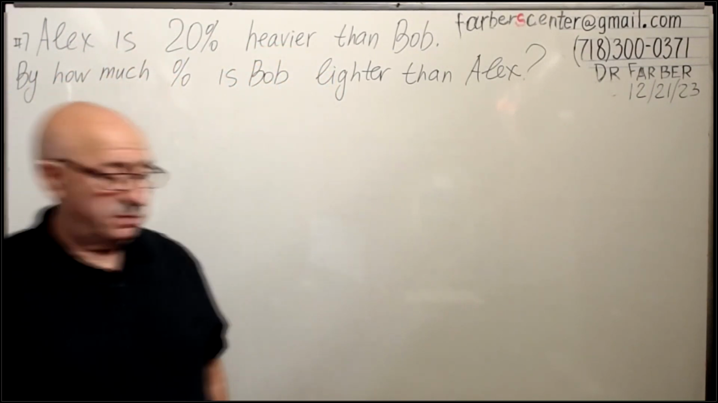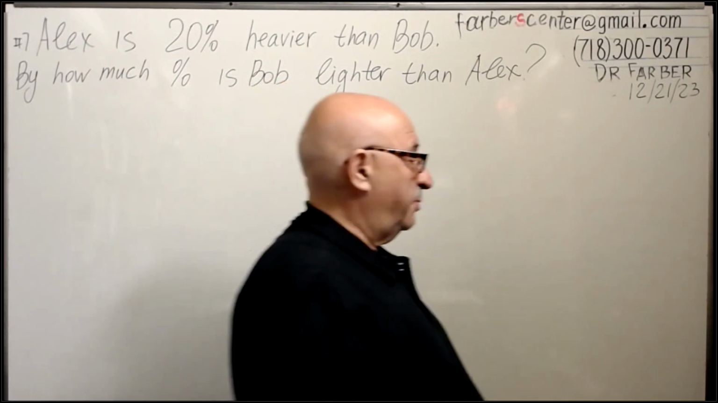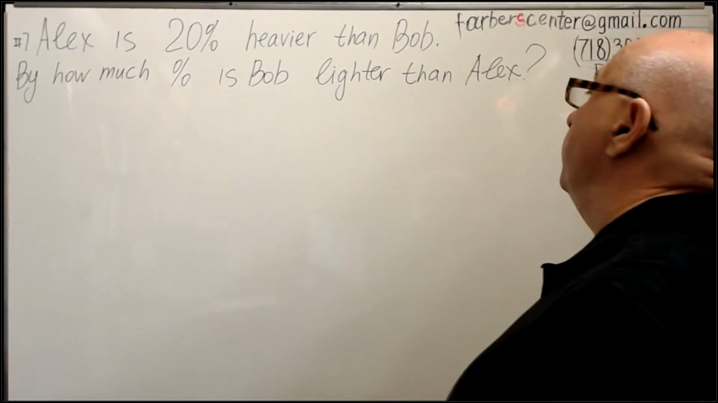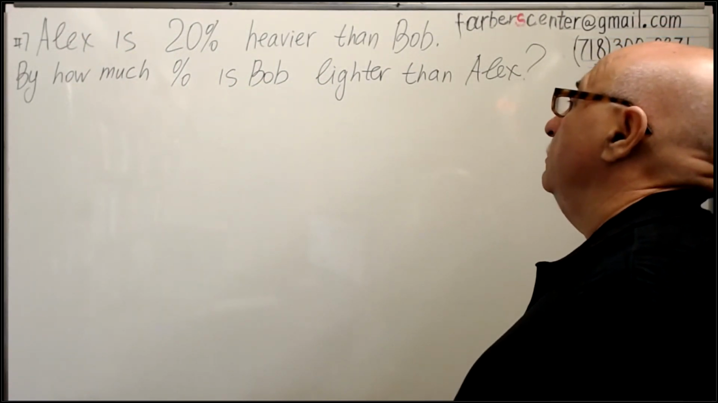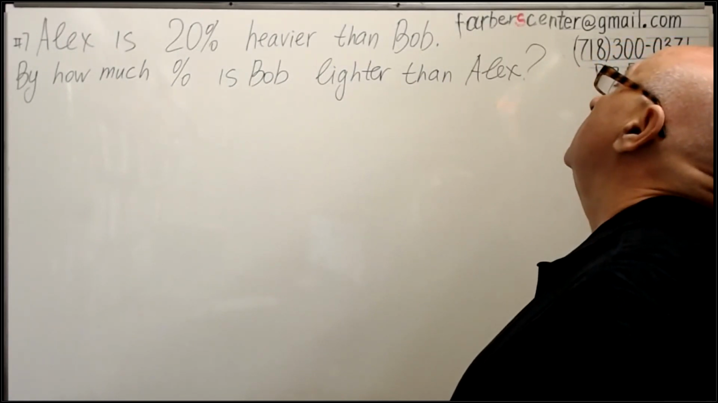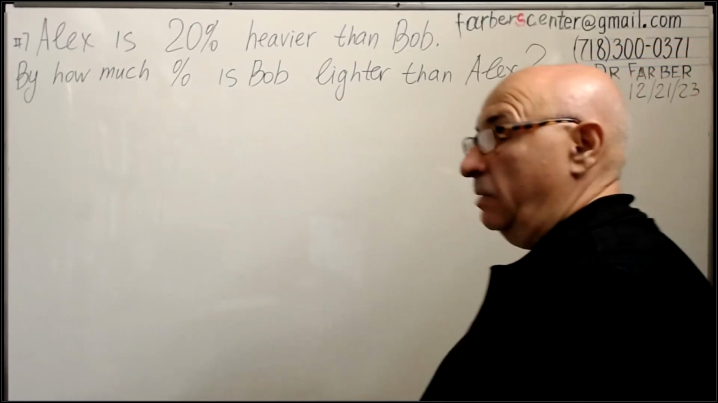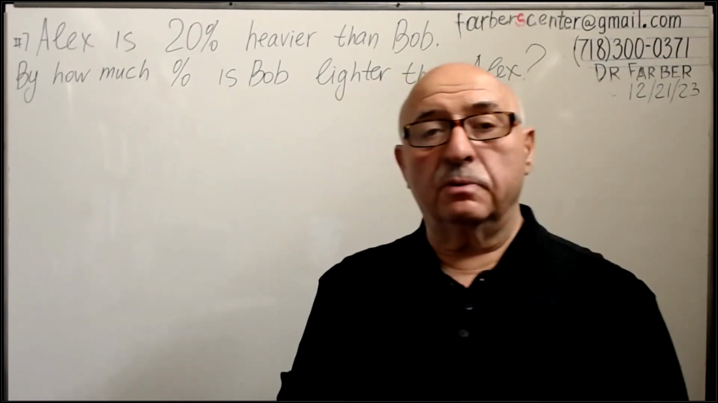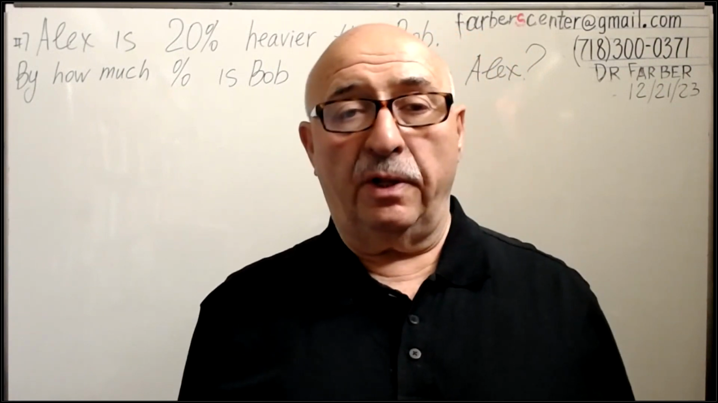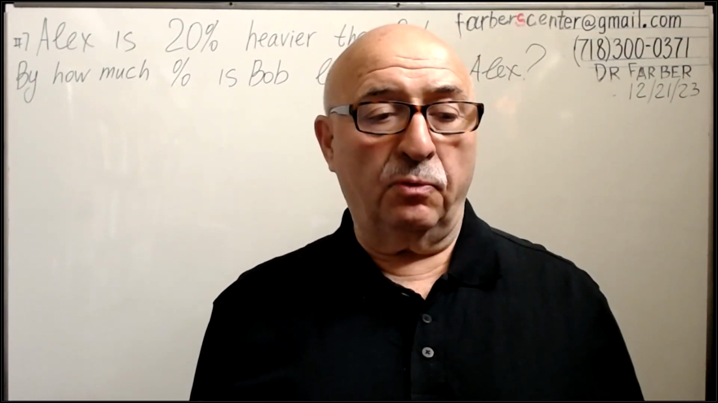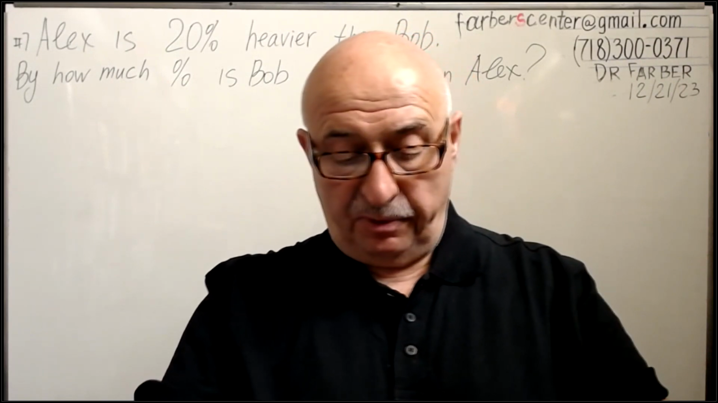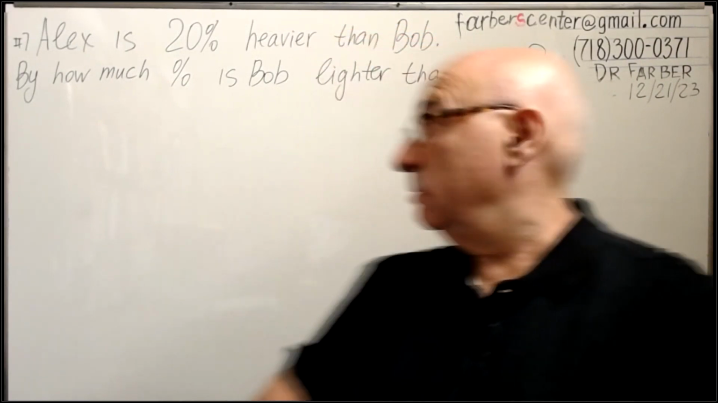So look at this problem. We already did this problem. What is weird in this? Weird that they don't have any numbers. And I told you, when you don't have any numbers, you choose numbers. We don't know Bob's weight. We don't know Alex's weight. So choose a nice number.